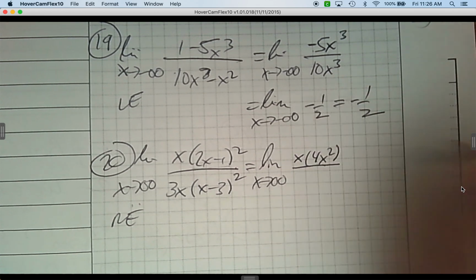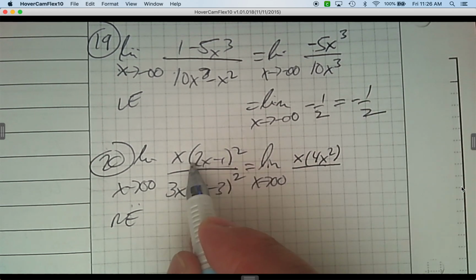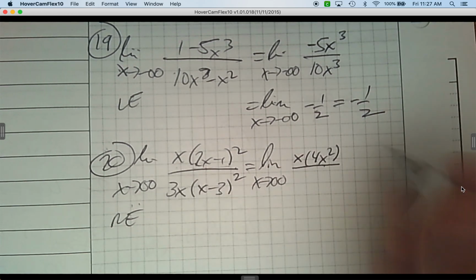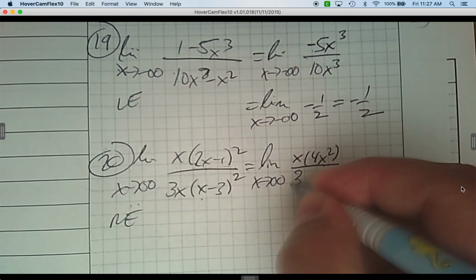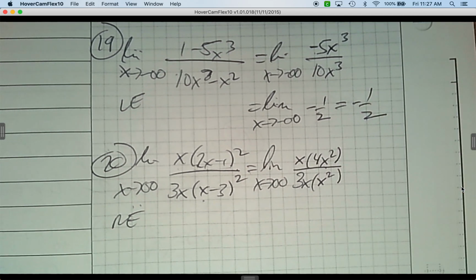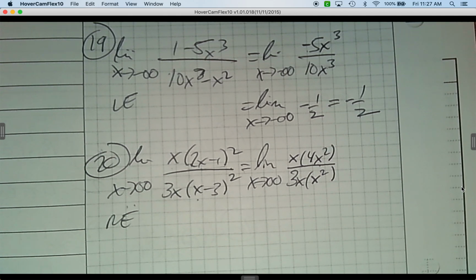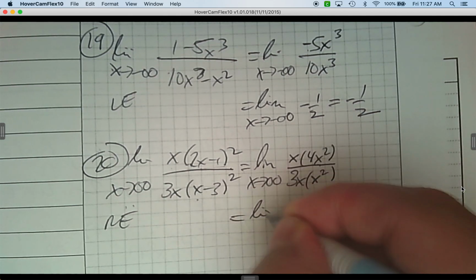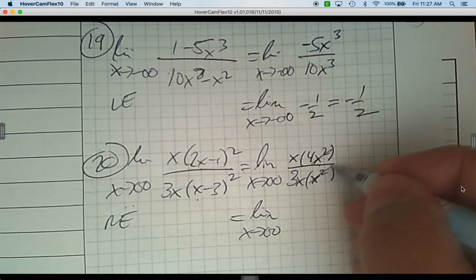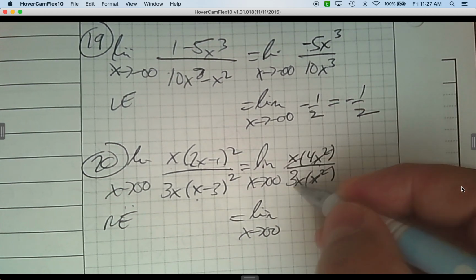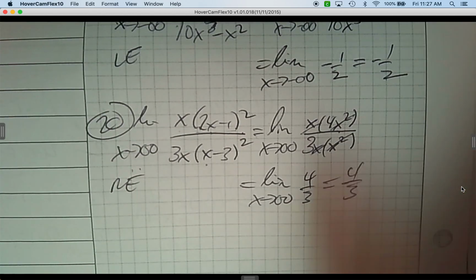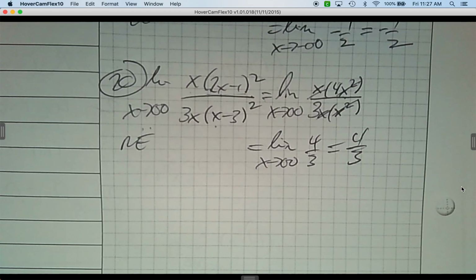I'm going to do it in 2 steps. So (2x) squared is actually 4x squared. There it is, and we still have an x in front. How about here, that's an x squared, just the most powerful term. And then I'm going to reduce that down to get my answer. So what things can I reduce down? x squared divides out, x divides out, and I'm left with 4/3. And the limit of a constant is just that constant, and it's done.